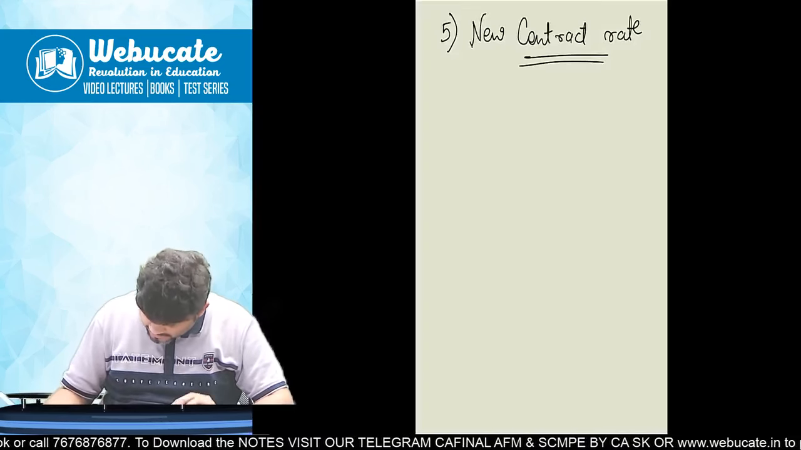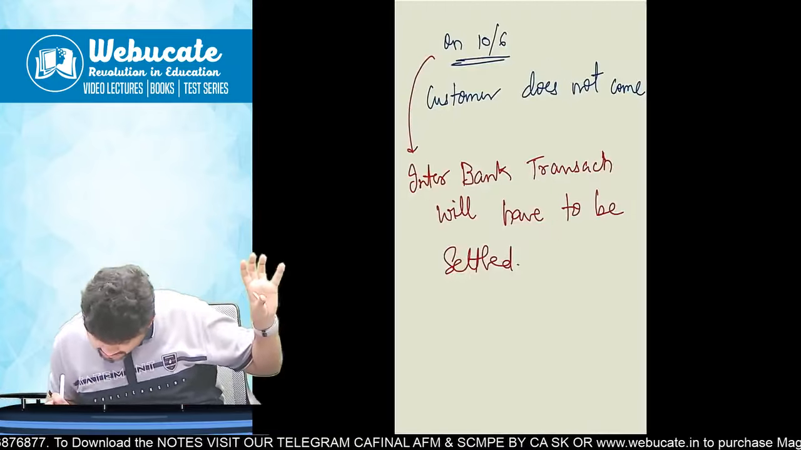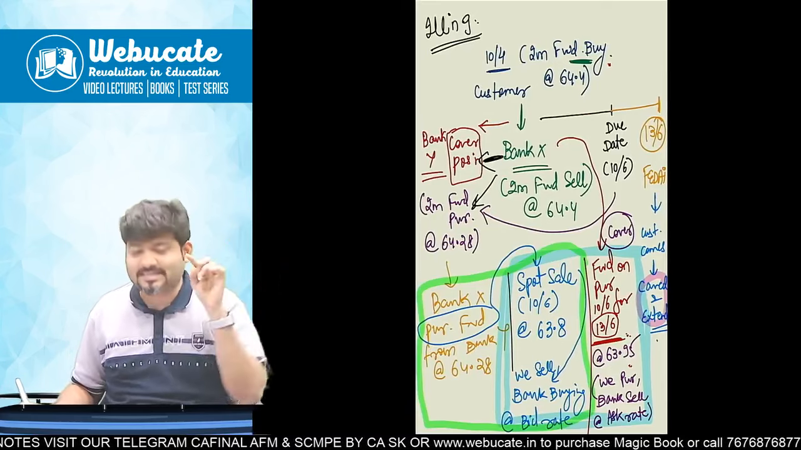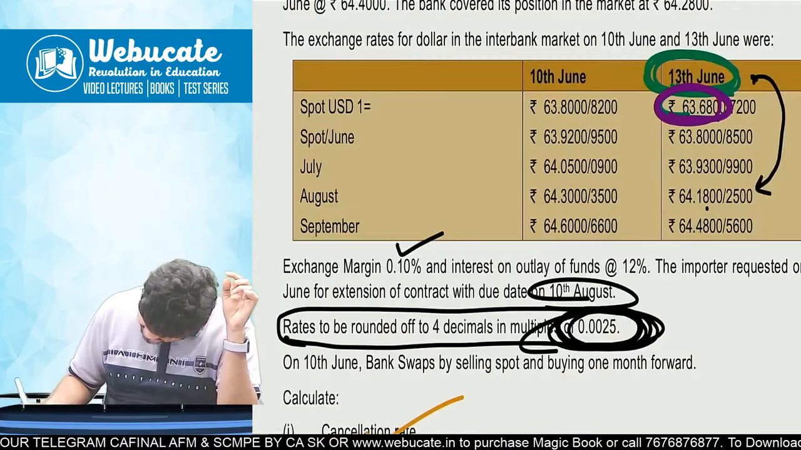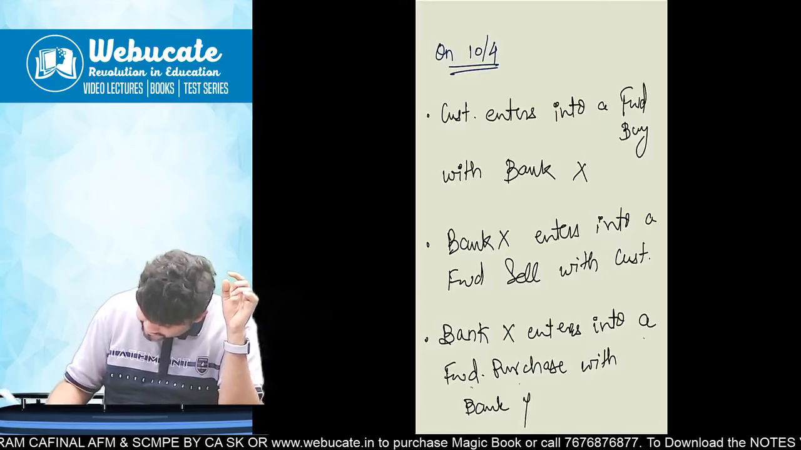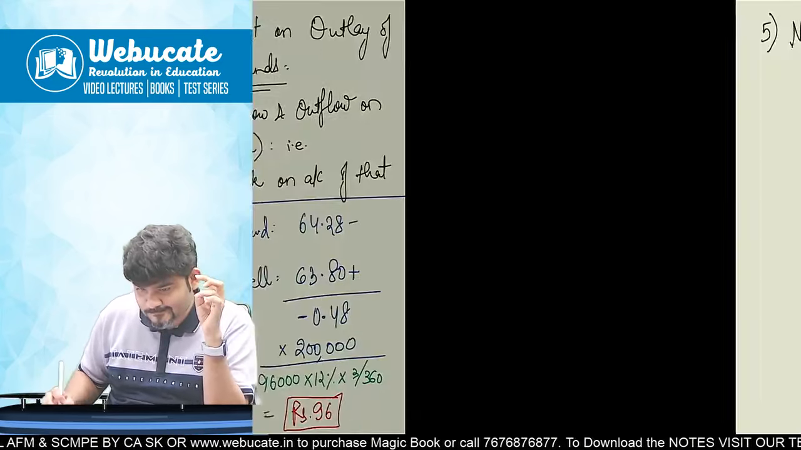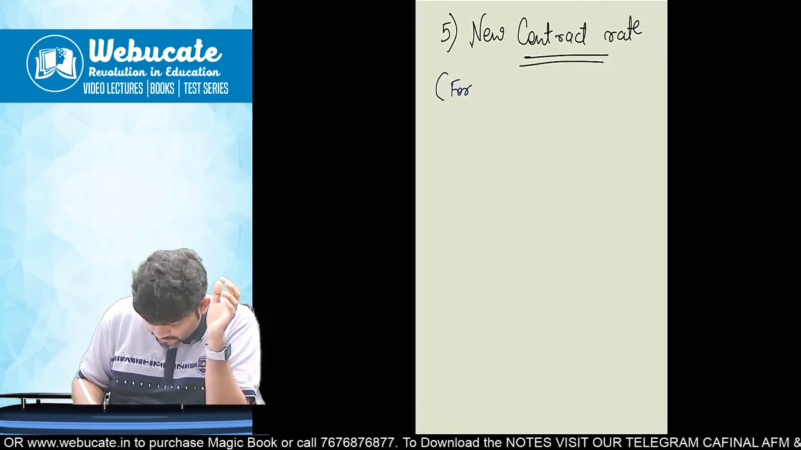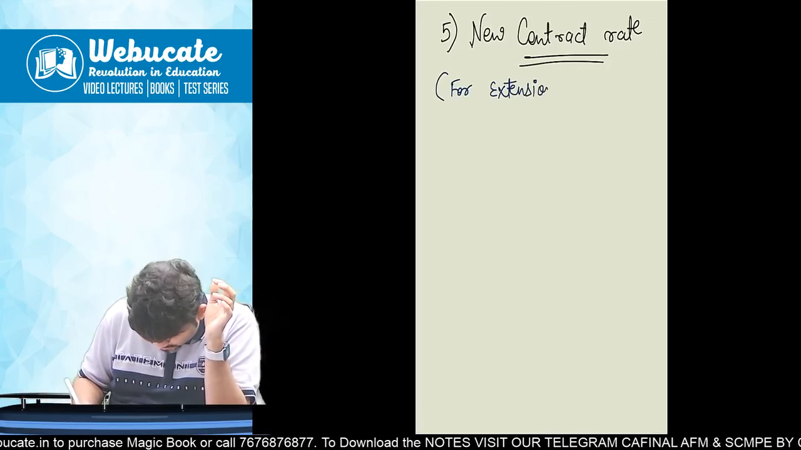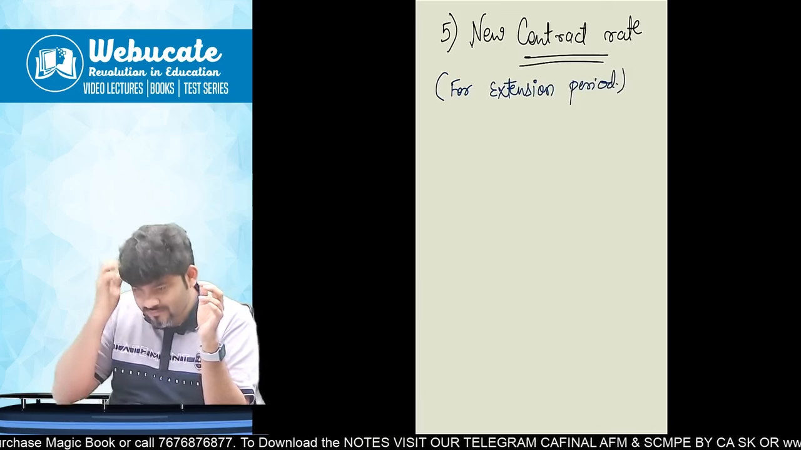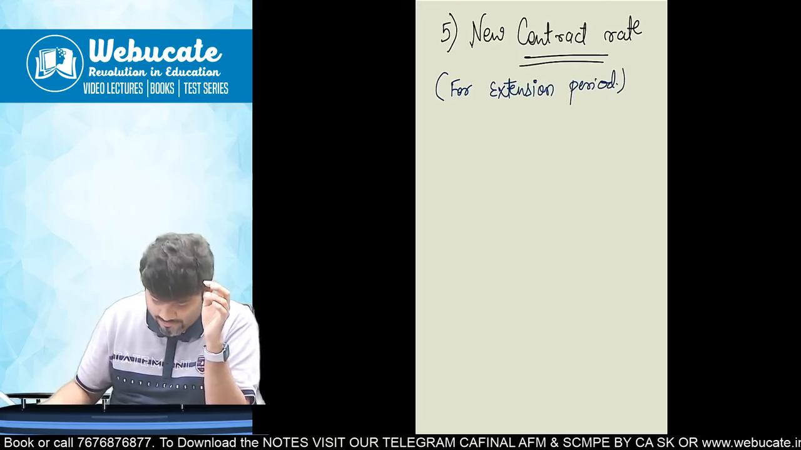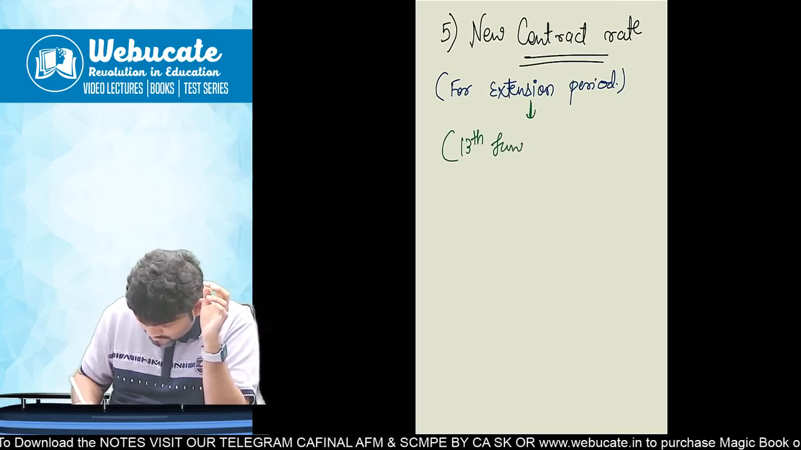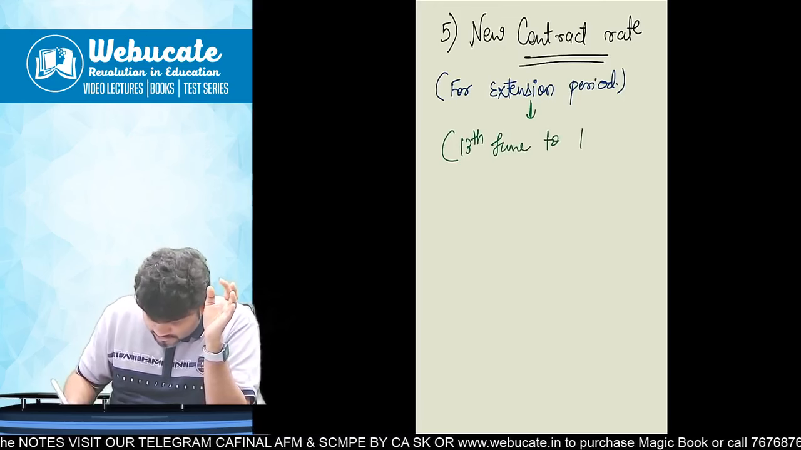So here, now, what does he want? He wants a forward purchase. Go to the original part. He wants a forward buy. So if he wants to buy, bank will sell. Bank will sell at ask rate. So what is the ask rate? Yes, it is 64.25. Done? Done. Sure, let's start. So new contract rate for extension period. So 13th June comes to 13th August.